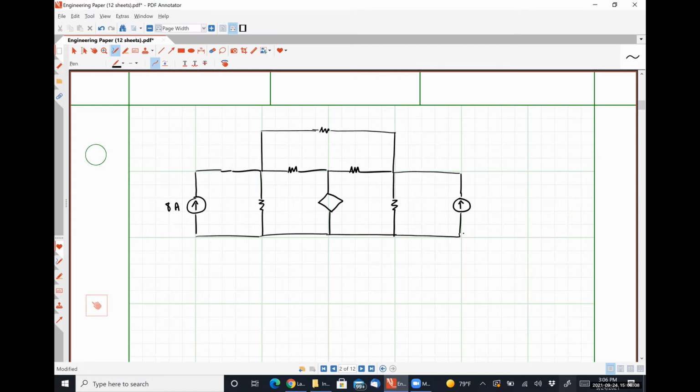All right, so this is our circuit. 12, 5, 7, 3, 4. I'm going to make this a current source, direction down. Let's make this 2Ix, where Ix is the current flowing to the left through the 12 ohm resistor.